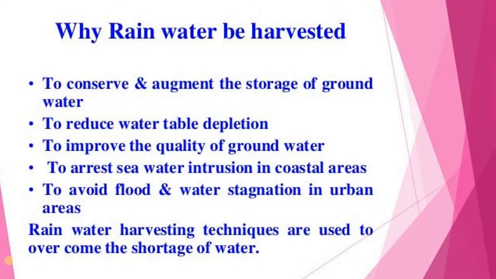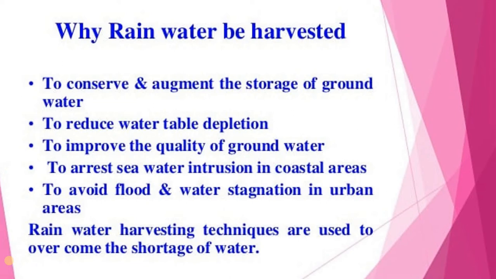Now the question comes, why do we need the rainwater to be harvested? Here you see the points. Number one, to conserve and augment the storage of groundwater. Because you know that groundwater goes down on continuous use. So how does this groundwater get recharged? It gets recharged by rainwater.